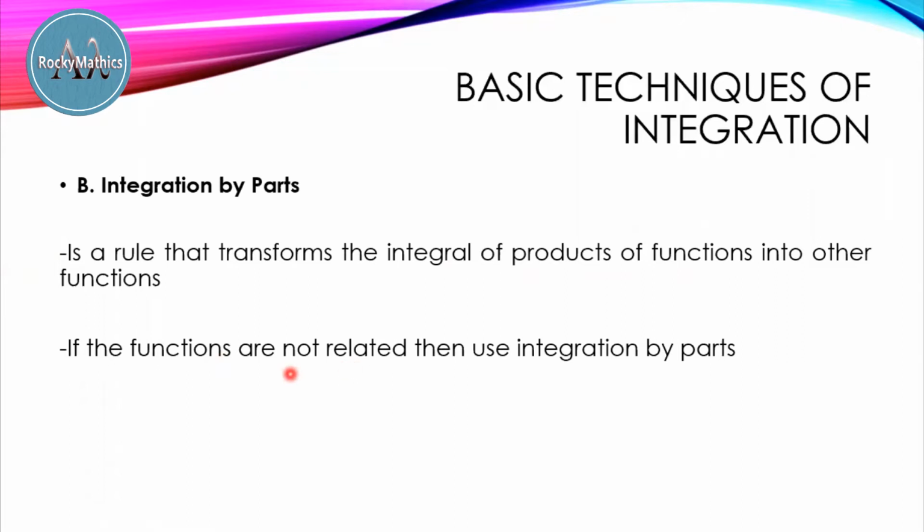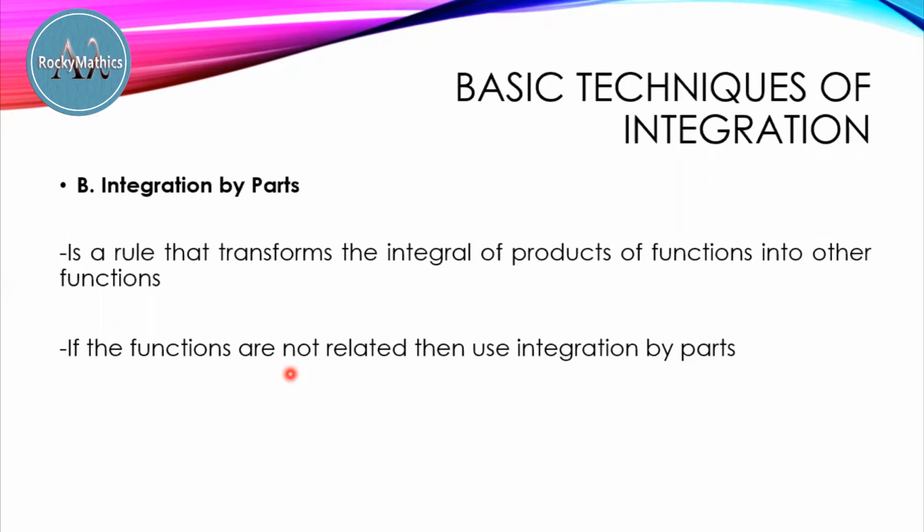Just like the substitution method, we have a clue: if the given function is a product of two functions where one is composite and the other is the derivative of the innermost function, then we can use the substitution method. But this time, the clue to use integration by parts is that the functions are not related to each other.